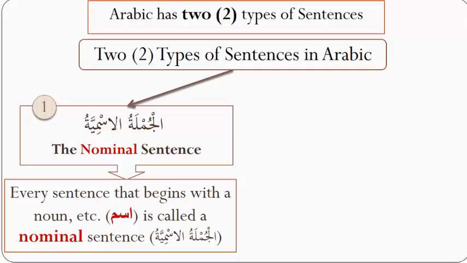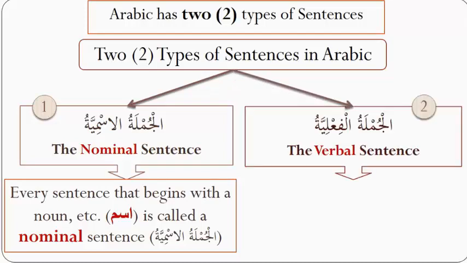Muhammad fi shari'i. Muhammad is a noun. Or it can begin with a pronoun, like he is at home, huwa fil bayt. He, huwa, is a pronoun. It begins the sentence. We can say also, it can begin with the ism al-ishara, the demonstrative pronoun, which means hada baytun, this is a house.